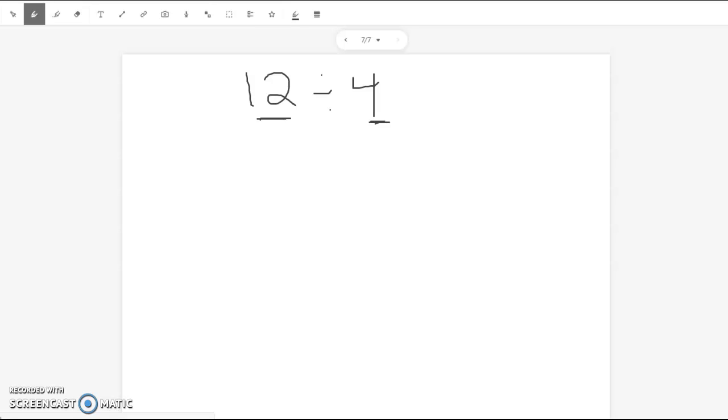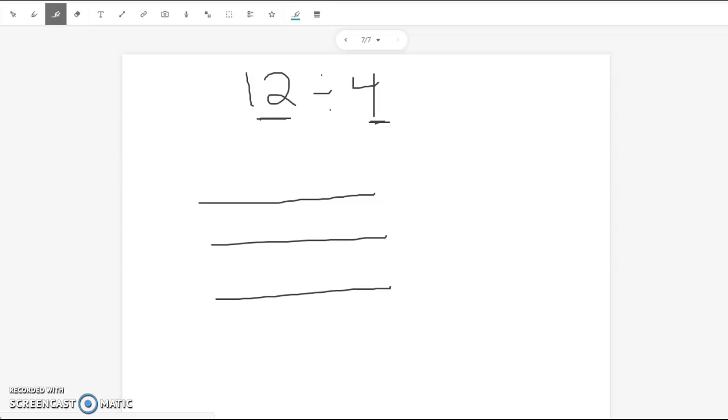Okay, so since I'm dividing into 4 equal groups, I'm going to make 4 rows in my array. 1, 2, 3 lines will get me my 4 rows. And then I'm going to keep putting in objects or dots right now until I get to 12 things. So I have 1, 2, 3, 4. Right now I have 1 dot in each of my 4 rows, but I didn't get to 12 yet. So I'm going to keep going until I get to 12.